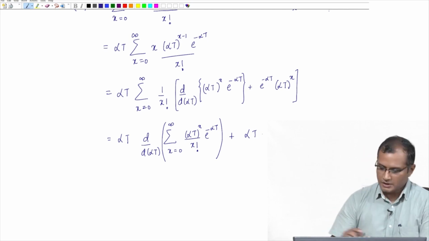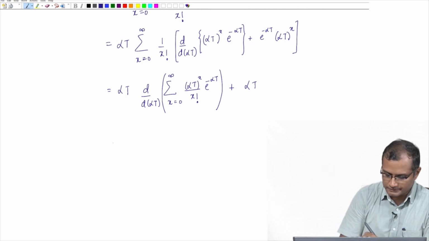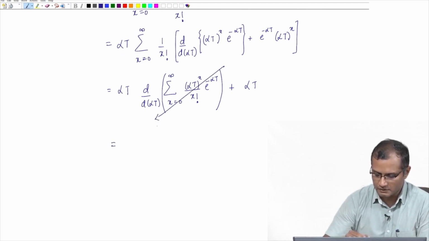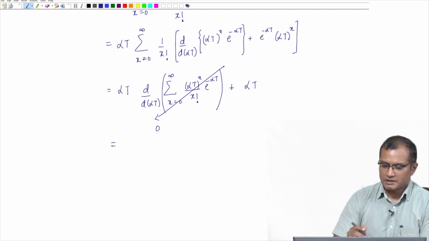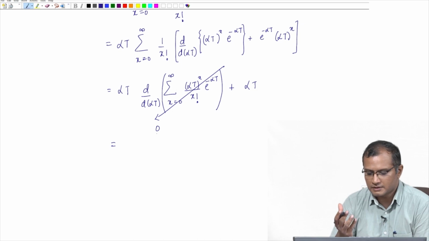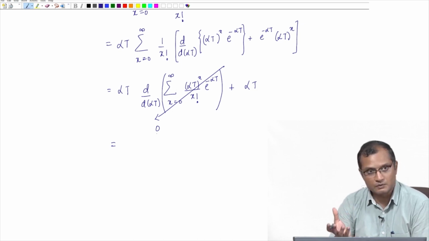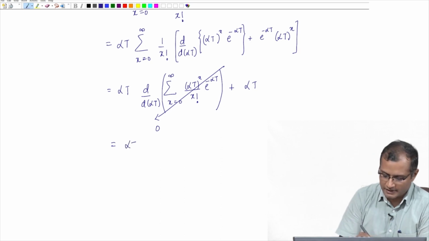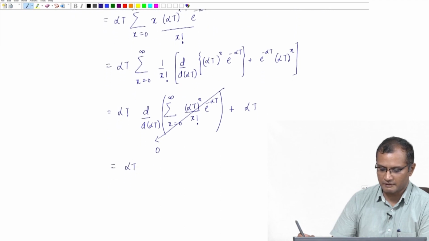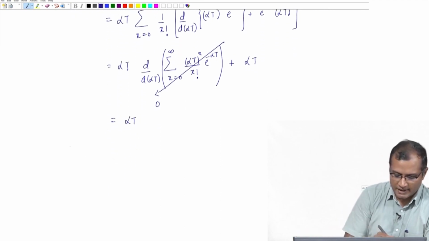Okay. So, then this will basically go to 0, because d by dt of 1 is 0. The bracketed term is 1, that is the norm of the PDF. So, derivative of 1 is 0. So, I just get an alpha t here. So, you can see there was some effort required to compute the first moment.